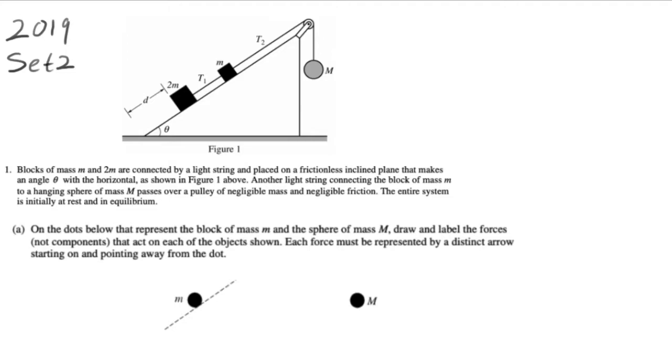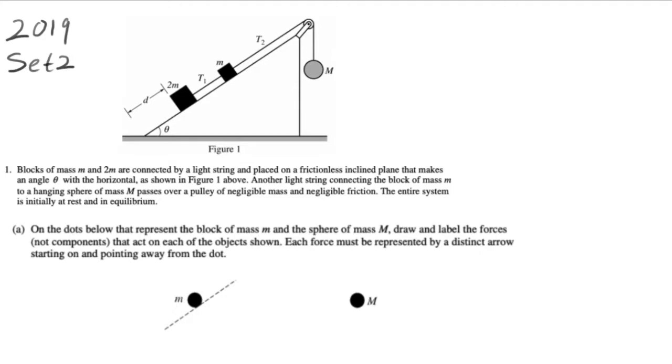So question A, on the dots below that represent the block of mass m and a sphere of mass M, draw and label the forces, not components, that act on each of the objects shown. Each force must be represented by a distinct arrow starting on and pointing away from the dot. Okay, this is your classic force diagram. So we need the direction of the force. The question didn't specify that the magnitude of the arrow correlates with the magnitude of the force, so you can have any length arrow.